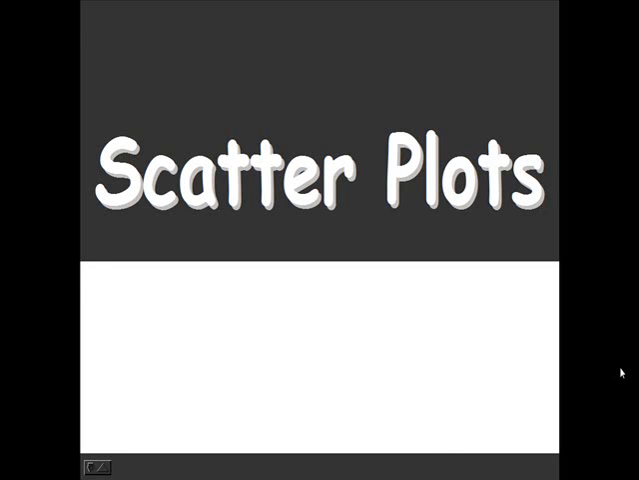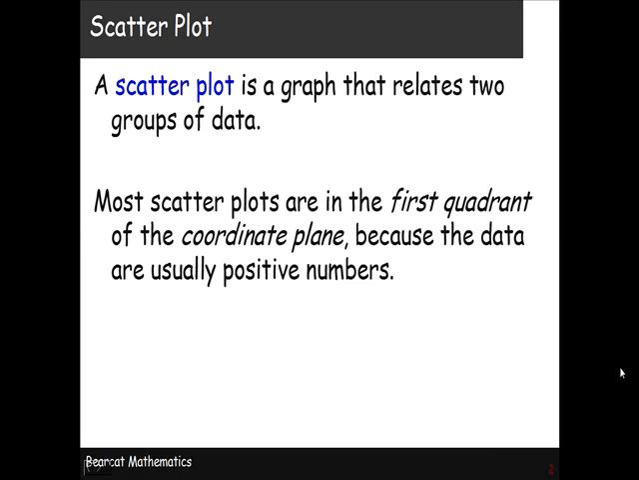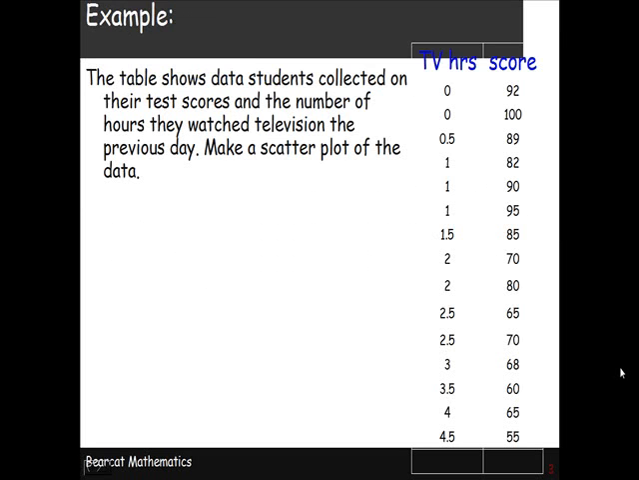Today's lesson is scatter plots. A scatter plot is a graph that relates two groups of data. Most scatter plots are in the first quadrant of the coordinate plane because the data are usually positive numbers.